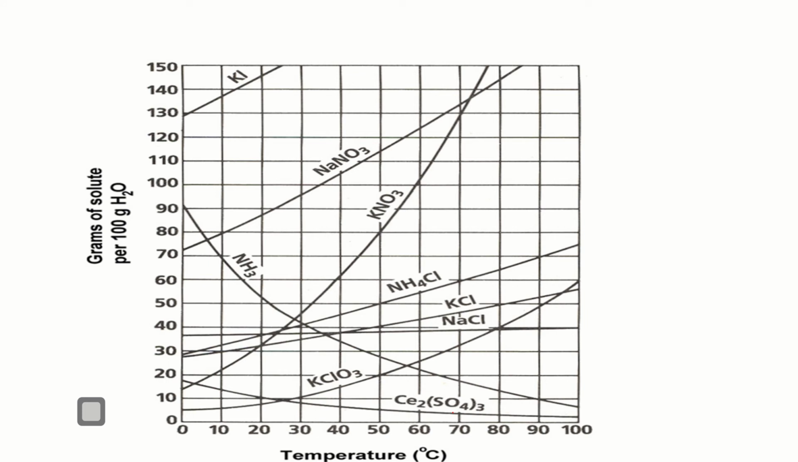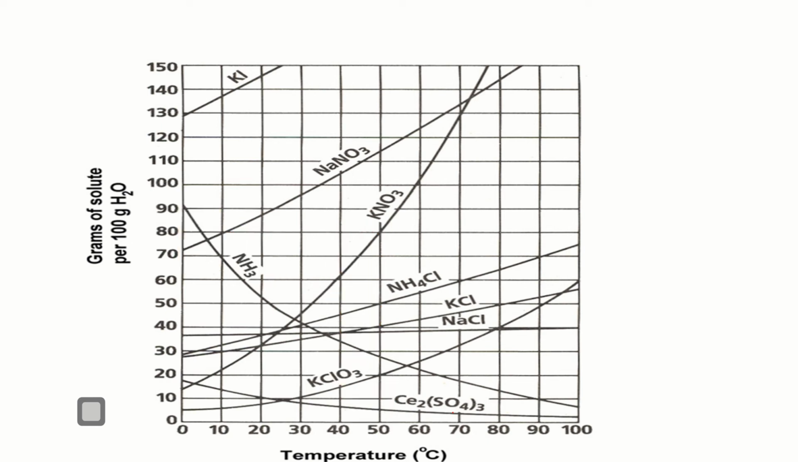But what about some other questions? All right. Some other questions might be where you just have to find a data point. So I might say, how much KNO3 can be dissolved at 50 degrees Celsius? So what I would do is I'm going to 50 degrees, and I'm going up until I hit the KNO3 curve, which is right here. And then if I go over to the y-axis, I can see that 80 grams of KNO3 can be dissolved in 100 grams of H2O. Okay? So there's an example right there. So you might just have to identify a data point.